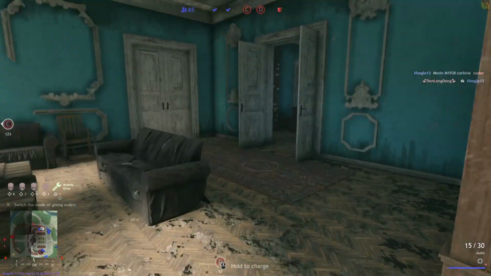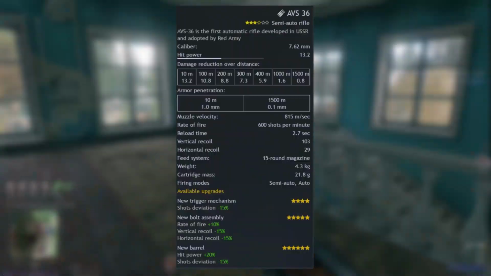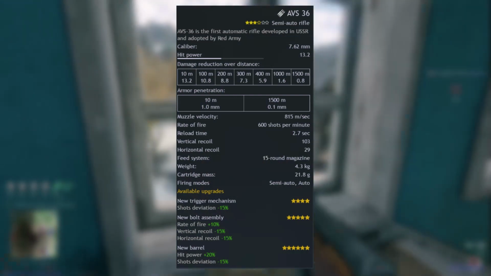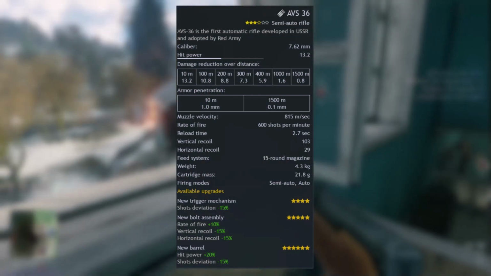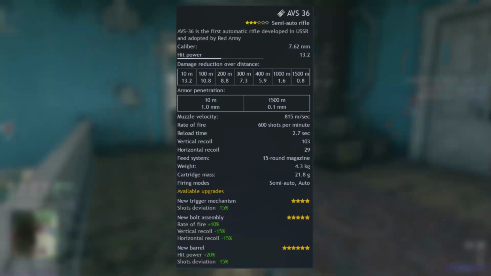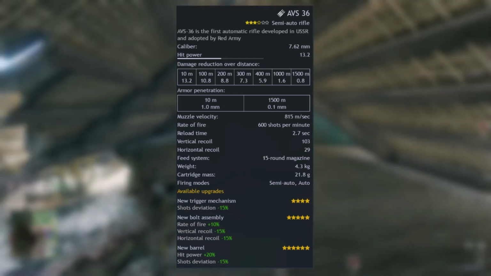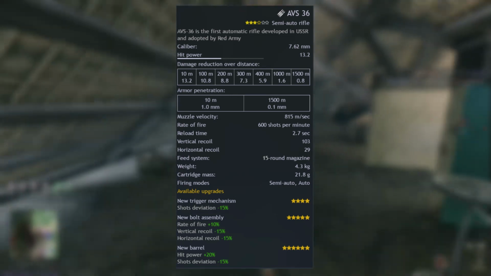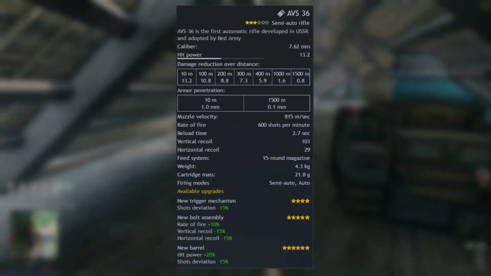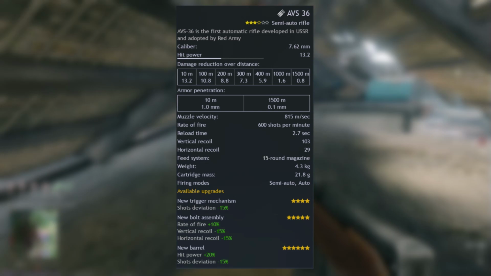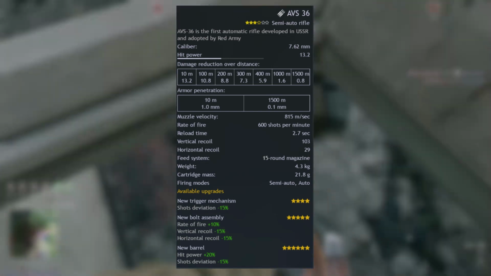In terms of the AVS-36, we have a damage reduction over time of 13.2, 10.8, 8.8, and so on. Needless to say, this thing has a 3-star, which means that's what you get. In terms of muzzle velocity, we have 815, rate of fire of 600, reload time of 2.7, vertical 103, horizontal of 29, 15-round magazine, and semi-auto and automatic.